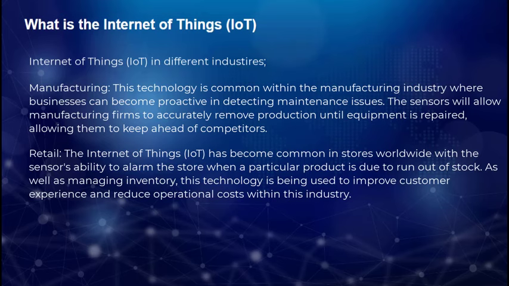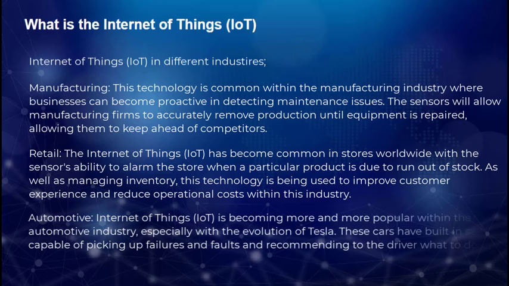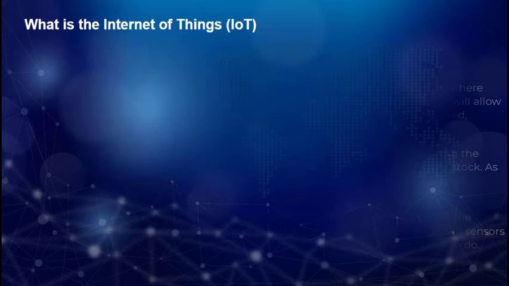And across various other industries, such as the automotive industry with Tesla, the Internet of Things is becoming more popular as well, especially with the evolution of Tesla, where these cars have built-in sensors capable of predicting failures and faults and recommending to the driver exactly what to do. So that's a quick overview of the Internet of Things. We'll have a look now at cloud computing.